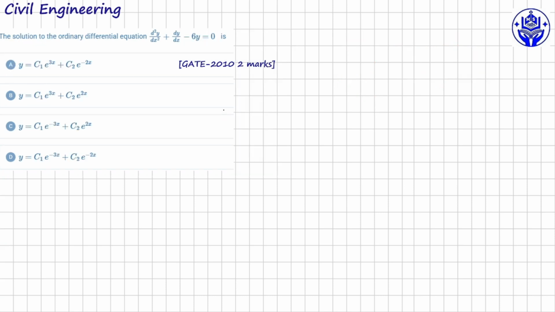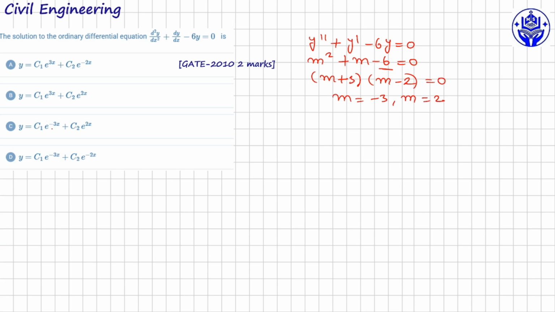Okay, next question is again a second order linear differential equation: y double dash plus y dash minus 6y is equal to 0. So the auxiliary equation is m square plus m minus 6 is equal to 0. Then it is a quadratic equation. What are the roots for this equation? After multiplying, it is minus 6. Then it is m plus 3 and m minus 2 is equal to 0. It means m is equal to minus 3 and m is equal to 2. So the correct answer is minus 3 and 2. C will be the correct answer.